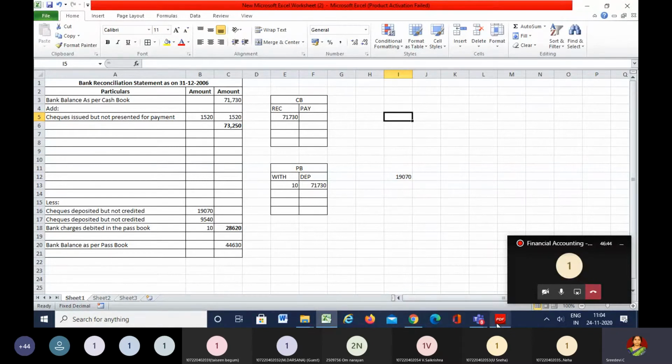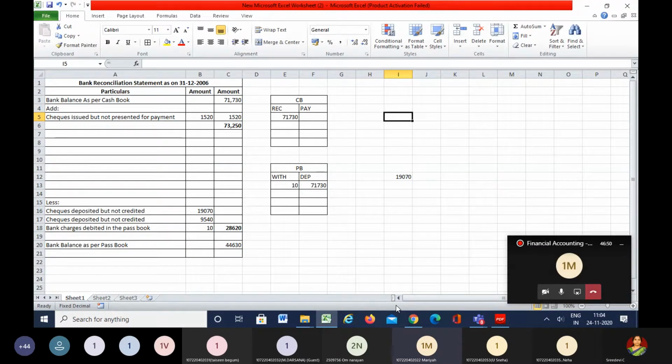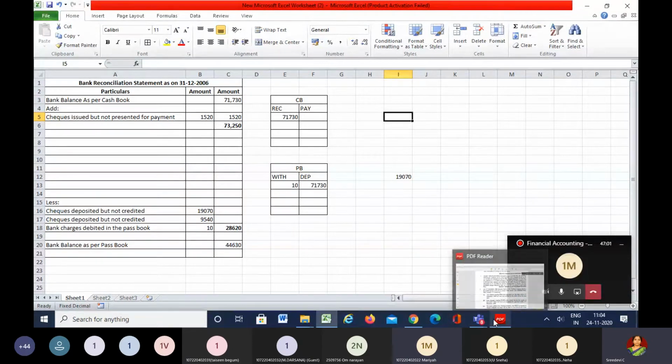Ma'am, I have one doubt now. When we are showing the bank balance as per passbook, can you explain where we should add and when we should less the amount? When I'm doing the next problem, the same.